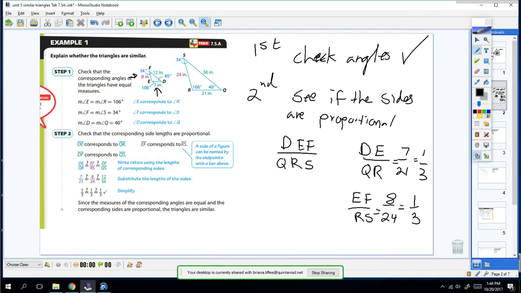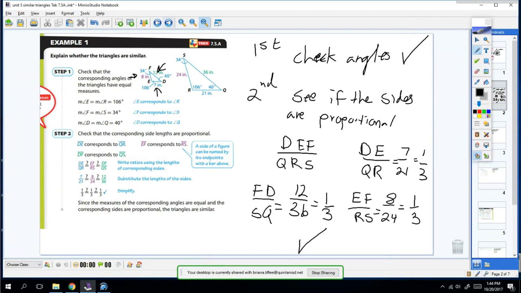Now I got to check the last one. My last one is FD. FD goes with SQ. FD is 12, SQ is 36. Okay, if I simplify that, that's 1/3. So all these are 1/3. Since they all equal the same thing, that means it's proportional.